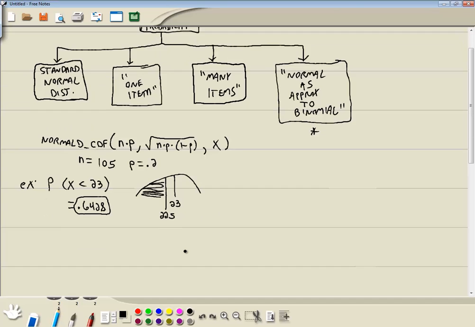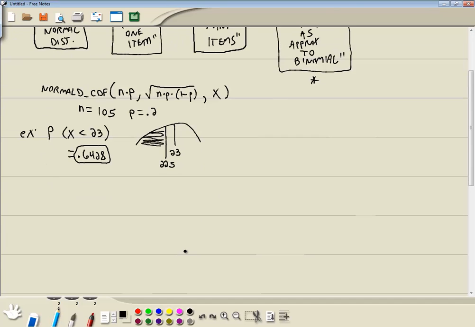Okay, let's look at our second example. Probability that x is less than or equal to 25. Let's draw our picture. Here's 25, and I'm going to either add 0.5 or subtract 0.5. Actually, I've got more than 6 examples now that I'm thinking about it.